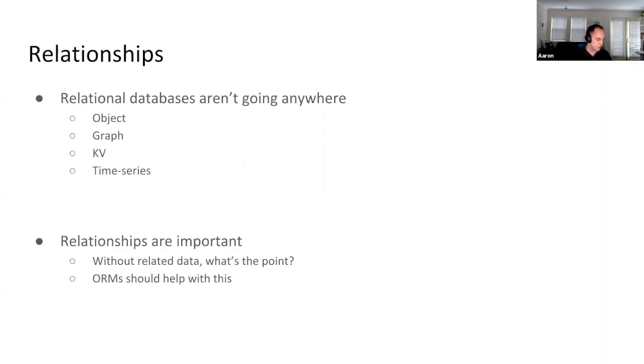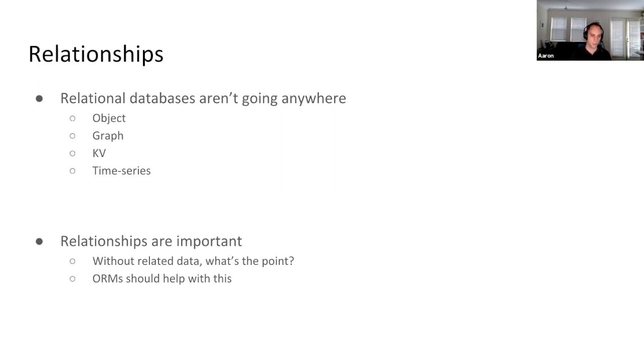And a lot of people are going to other types of databases now, but I don't believe relational databases are going anywhere in the near future. They have a really good use case. There's object databases, there's graph databases, there's KV, there's time series. And all of these have other applications. But for your standard shopping cart website, you're still going to reach for MySQL or Postgres or whatever.